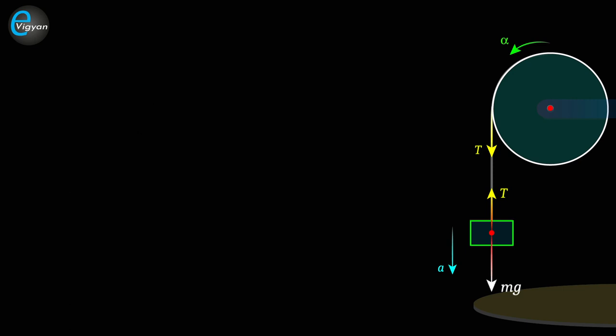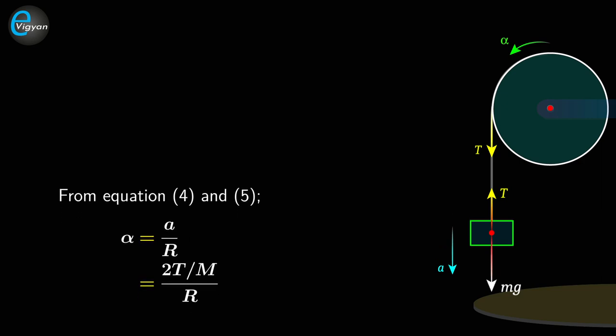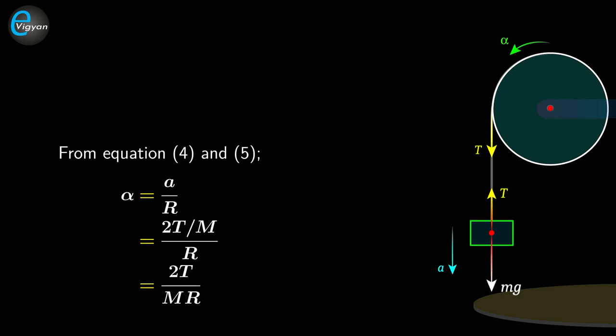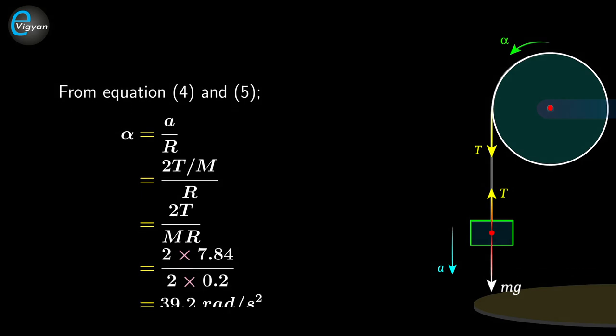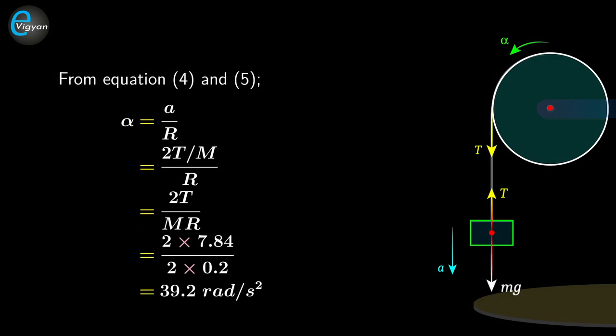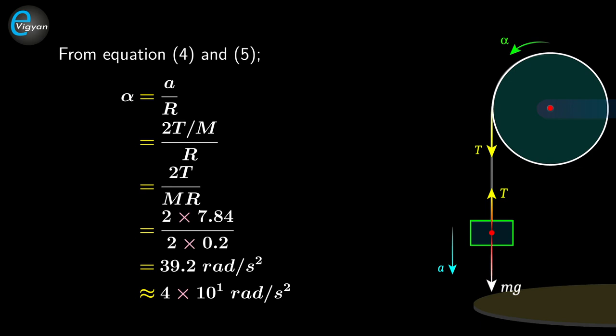Now let's find the angular acceleration of the pulley. From equations 4 and 5, alpha equal to A upon R, which is equal to 2T upon M upon r, which will be equal to 2T upon Mr, and that will be equal to 2 times 7.84 upon 2 times 0.2, which is equal to 39.2 radian per second square. And if you apply the rules of significant digits here, then it will be equal to 4 times 10 raised to power 1 radian per second square. Therefore, the angular acceleration of the pulley is alpha equal to 4 times 10 raised to power 1 radian per second square. And this is the answer of part B. That's all about this question.